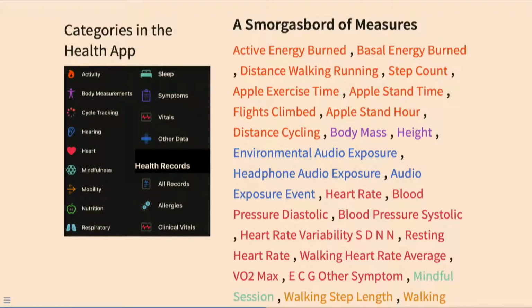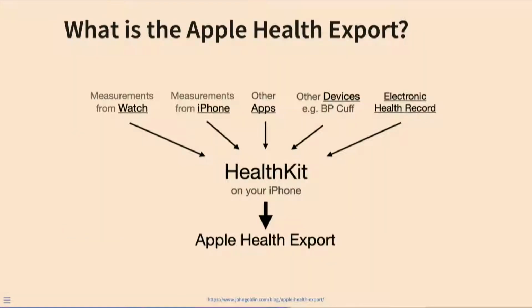So you have heart rate, of course, but you have your stuff about sleep, which is not showing here, and step count and things like that. So let's talk about what is the Apple Health export. So basically, on the iPhone, there's a database of all of this information. And that's what's sitting underneath the Health app. And Apple, if you're an app developer on the iPhone, the API to that database is called the Health Kit.